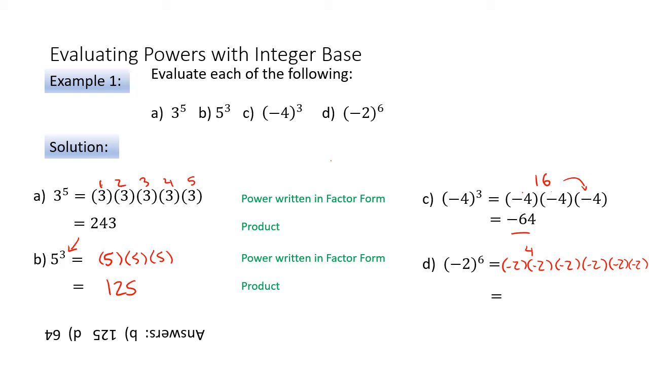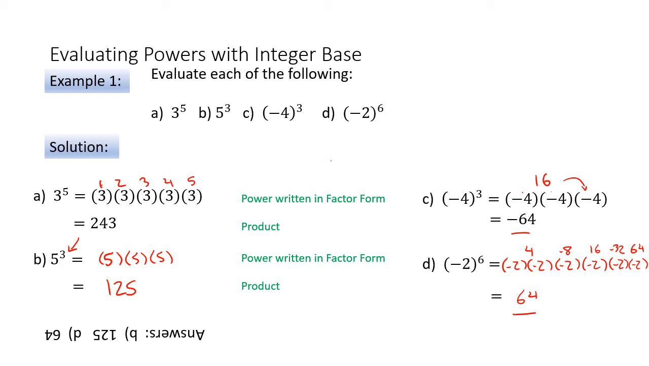Positive 4 times this negative 2 is negative 8. Negative 8 times negative 2 is positive 16. Positive 16 times negative 2 is negative 32. And negative 32 times negative 2 is positive 64. Okay, so this is positive 64.